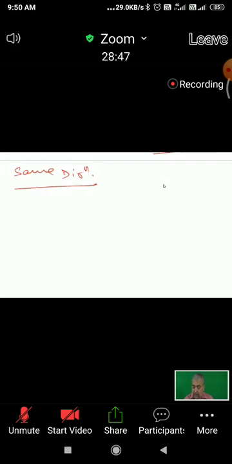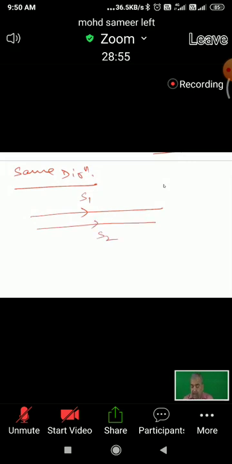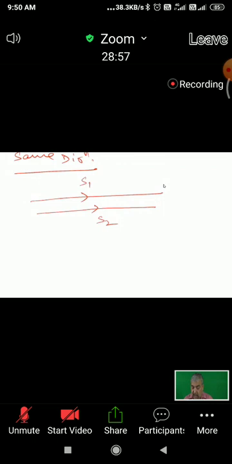Same direction. So, one body is moving with the speed of S1 and the other body is also moving with the speed S2. Then relative speed will be the difference of the speeds. That is either S1 minus S2 or S2 minus S1. Whichever is positive, you have to take that.